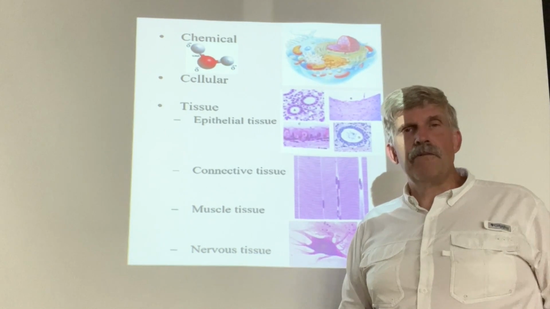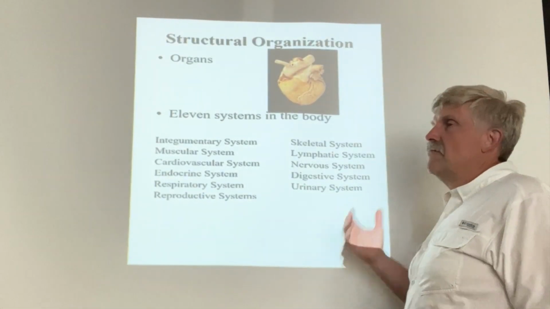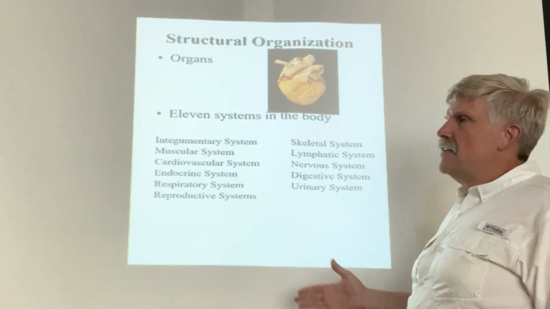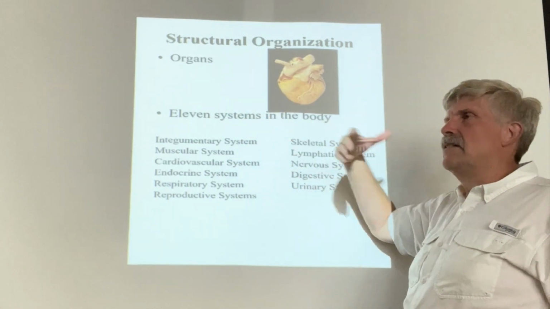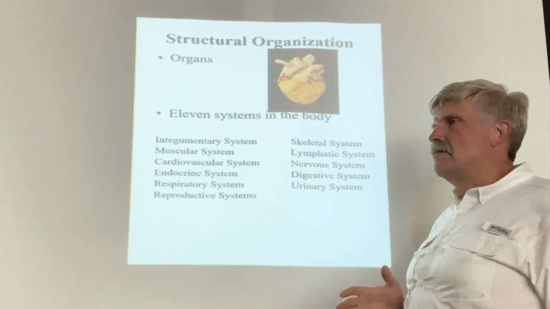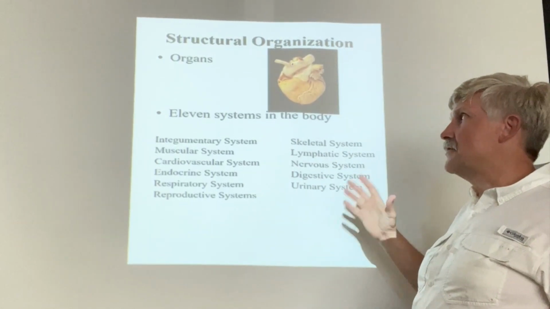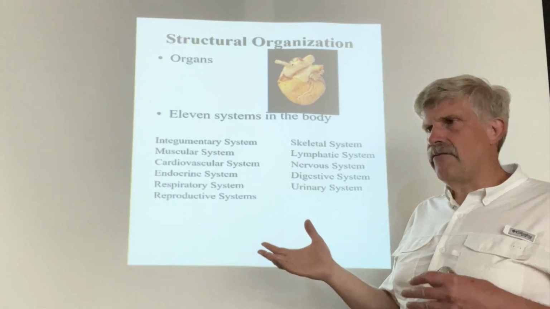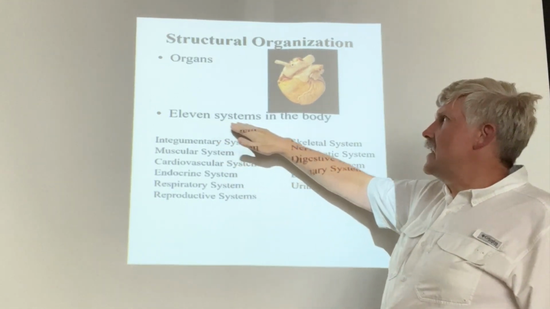From here, we will go to organs, creating organs from the four different types of tissue. And so when you think about organs, probably you're thinking about the stomach, the lungs, or in this instance, the heart. So there are many organs, and you take those organs and you connect them to one another so that they can function concurrently with each other. And when you do that, you create systems.